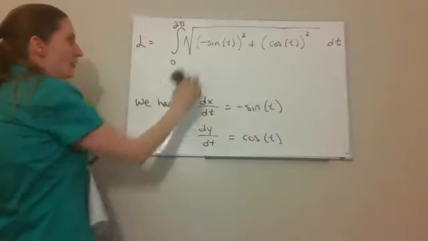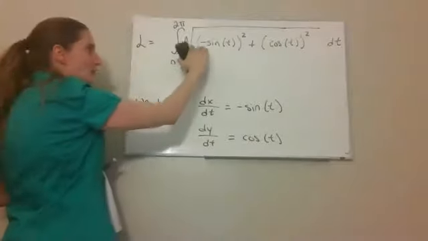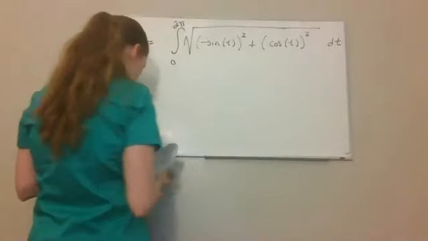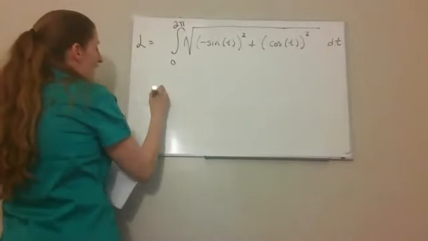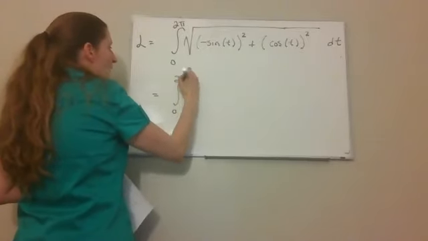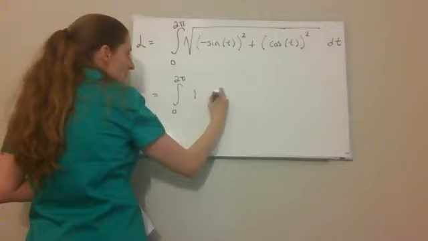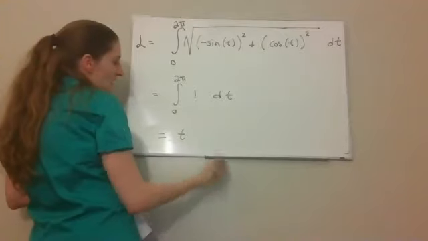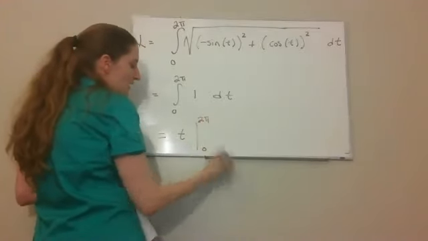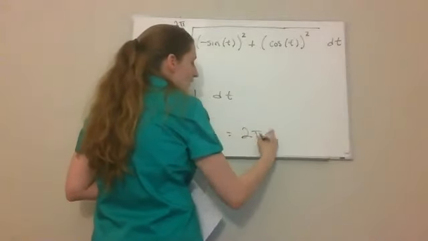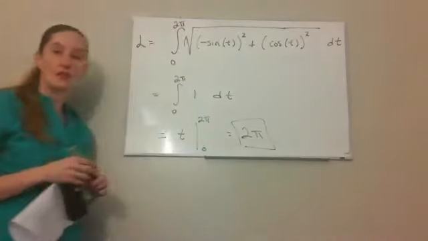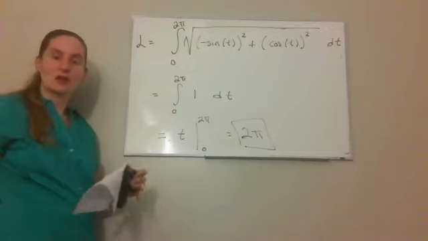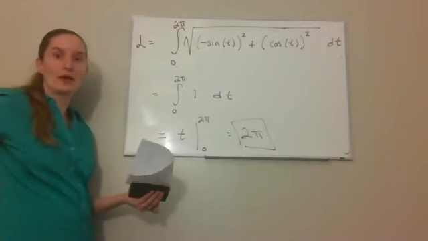So underneath the square root, I have sine squared plus cosine squared. The negative goes away when we square it, and we all know sine squared plus cosine squared is equal to 1. So I have an integral from 0 to 2 pi of the square root of 1, which is 1, dt. If I do this antiderivative, I get t, and I'm evaluating at 2 pi and 0. So I get that the length of the unit circle is just 2 pi, which should be expected. We're just going all the way around our unit circle one time. We know that there's 2 pi radians going around that circle.